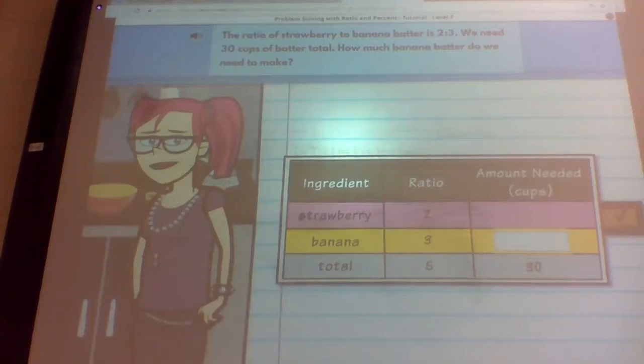Well, we have to do the same thing to 3 as we do to 2 to get 30. Now, how do we go from 5 to 30? Multiply by what? 6. Right? So 6 times 3 is what? 18. That's right. Okay?